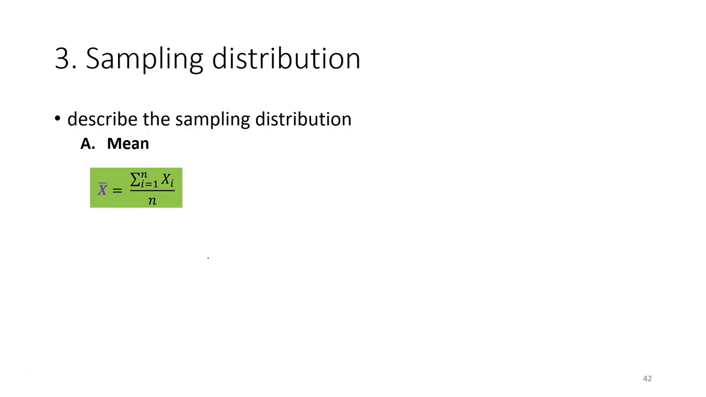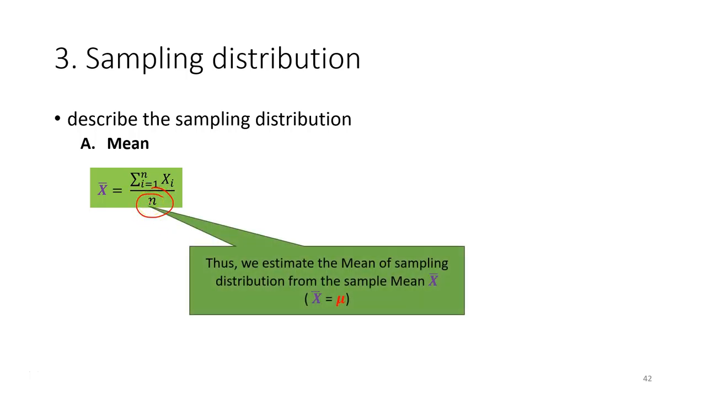For the mean, it's still the same thing, so you use the same formula. Let's say you have 15 sample means. What you need to do is sum them up and then divide by n. So we can estimate the mean of the sampling distribution from the sample means. It's very similar to the formula when you describe data distributions.